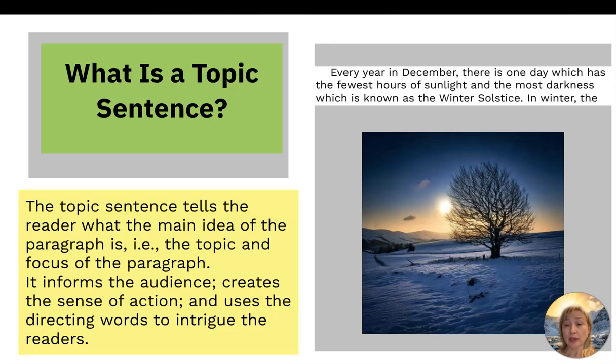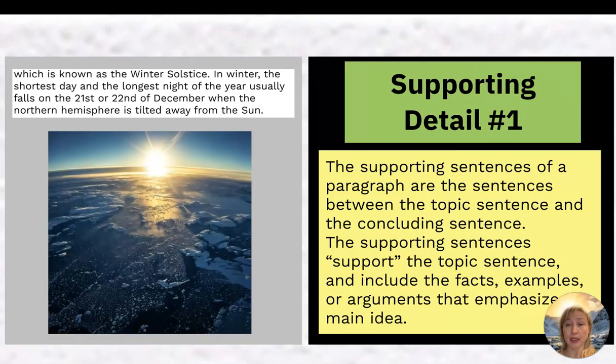And my topic sentence is: every year in December, there is one day which has the fewest hours of sunlight and the most darkness, which is known as the winter solstice. And you could see the image that I'm going to talk about winter solstice.